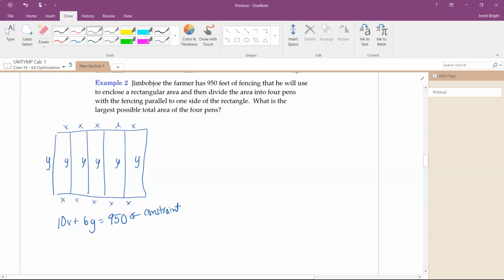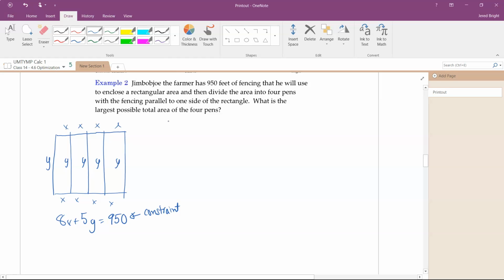But what I'm really interested in is the largest possible area for each of the 4 pens. Oh, did I say 4 pens? Oh, dang. Okay, so I need to modify this. I only want 1, 2, 3, 4. So I need to get rid of this and that. Let's revise this. So it's 8x plus 5y. See, that's why it's important to read the problem, kids.